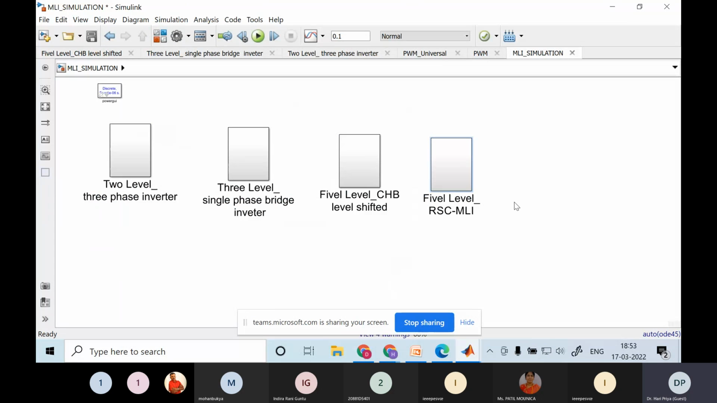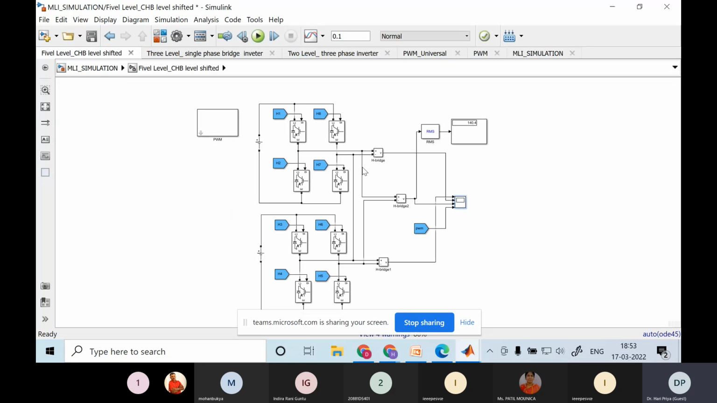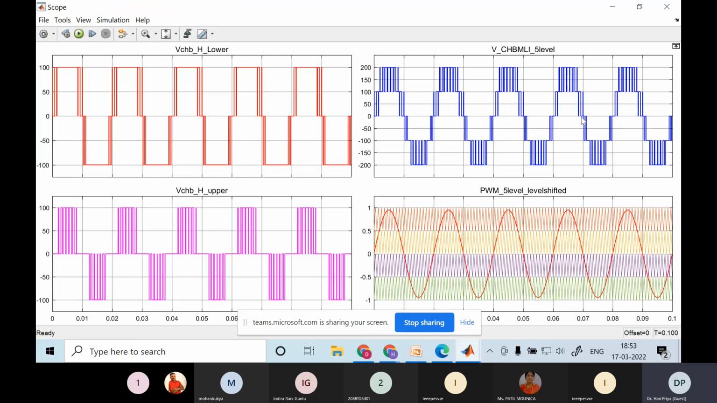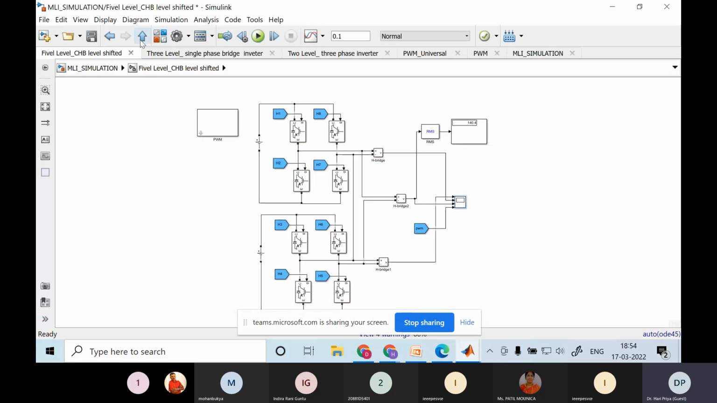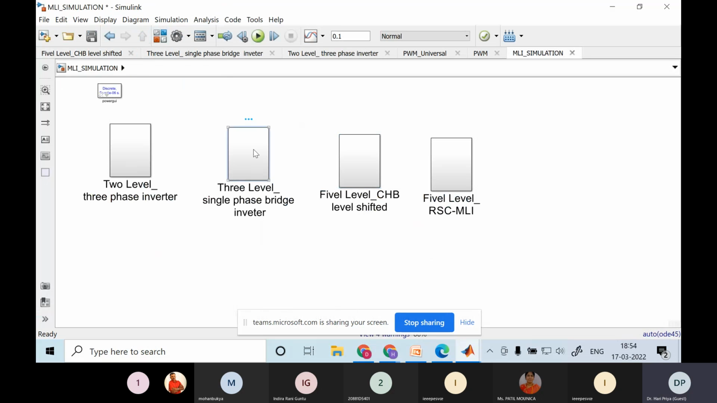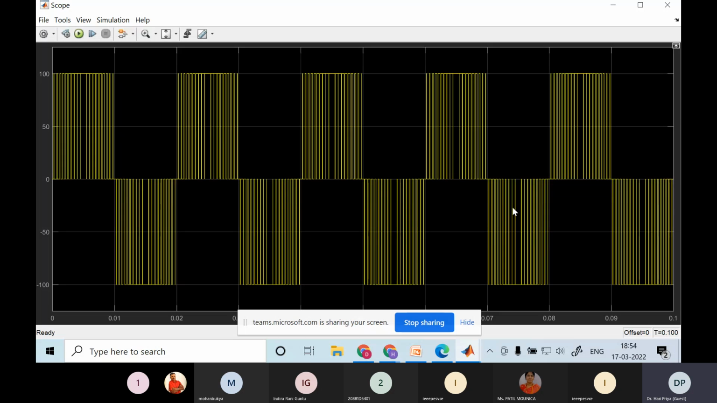If the levels are changing, we have to increase the number of carriers and then change the operation as per the desired inverter configuration. This is the same thing we have done here. Here I have used the cascade H-bridge. This is the output voltage of a cascade H-bridge. You can see 5 level, and both the CSB lower and CSB output 3 level output waveforms are also shown here. I can even show you the 3 level output waveform of this one. This one is a single H-bridge.